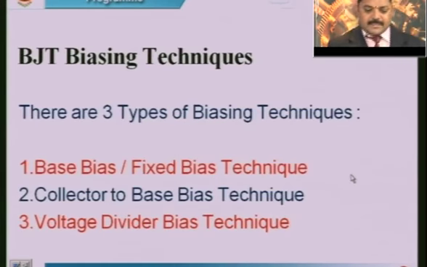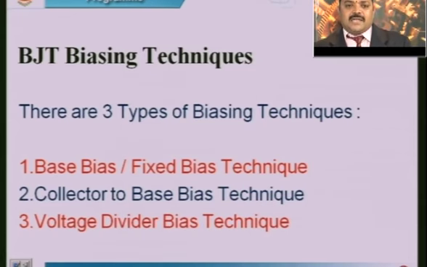Now let us discuss the BJT biasing techniques. There are 3 types of BJT biasing techniques. They are base bias technique, also called fixed bias technique, then collector to base bias technique, and the last one is voltage divider bias technique. Out of these 3 techniques, collector to base bias technique is out of the scope of the syllabus. Let us not discuss that. So we will be discussing base bias or fixed bias technique, and the voltage divider bias technique.